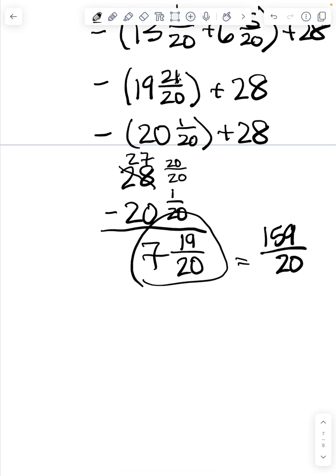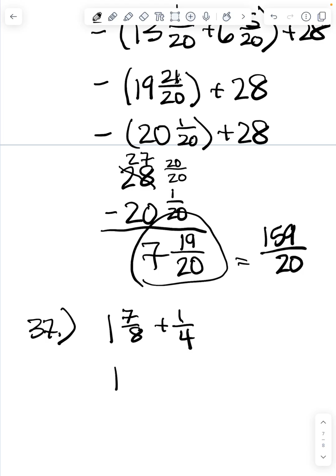Number 37. On the last 2 days of the month, the rainfall was 1 7/8 inch and 1/4 inch. How much rain fell in the rest of the month if its total rainfall was 8 1/2 inches? Okay, so we have 1 7/8 plus 1/4. Okay, so this is how much rainfall there was on the last 2 days of the month. I'm going to do this part first.